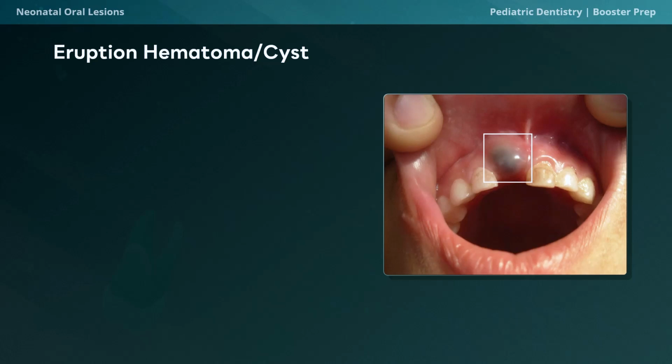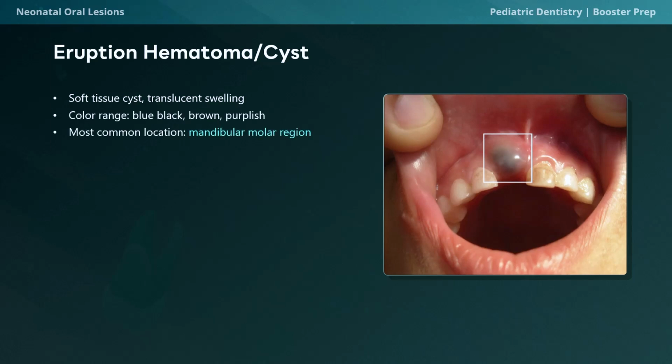The last pathological finding that we'll discuss today is an eruption cyst or hematoma. Think of this as a soft tissue translucent swelling that results from a separation of the dental follicle from the crown of the erupting tooth. The color can typically range from blue, black, brown, or purple, and the most common location is the mandibular molar region. So you'll find that more often than not, no treatment is necessary for these, and the tooth will erupt through the cyst spontaneously.